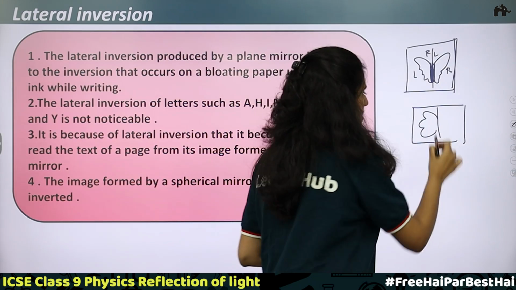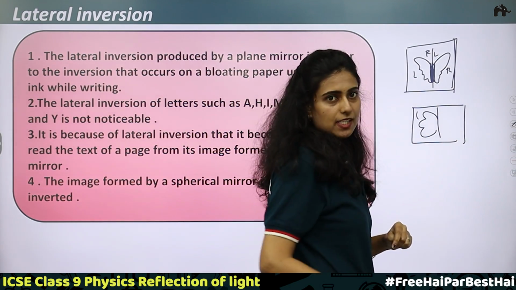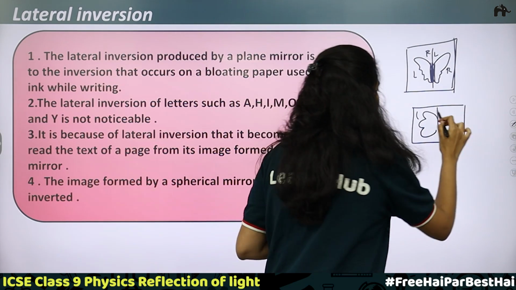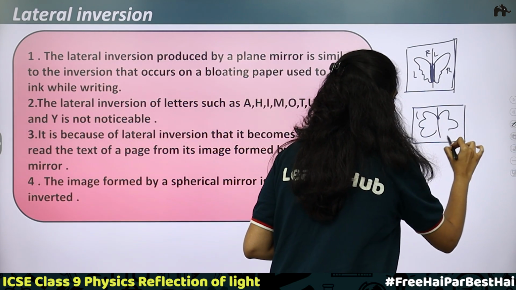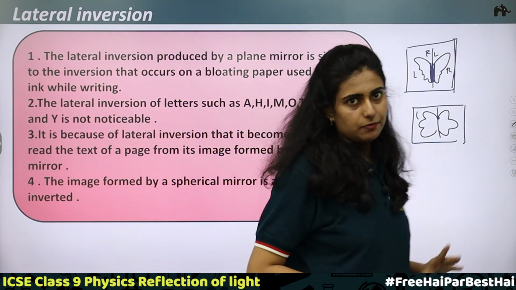Okay, this is your object side. So how will it appear on the image side? After folding, when you open, you will be getting the same way. Okay, only thing is that left and right has shifted.